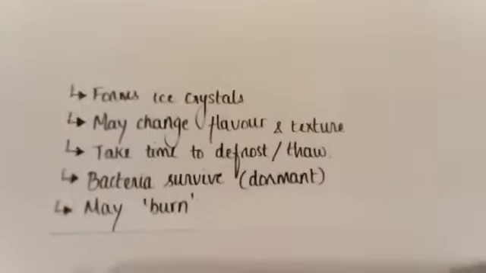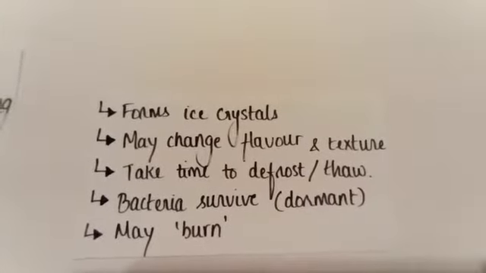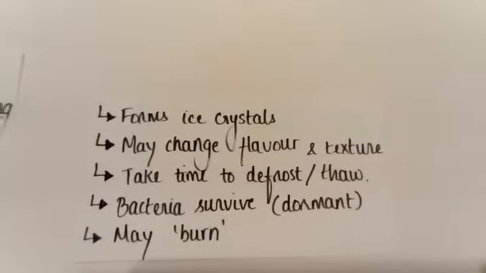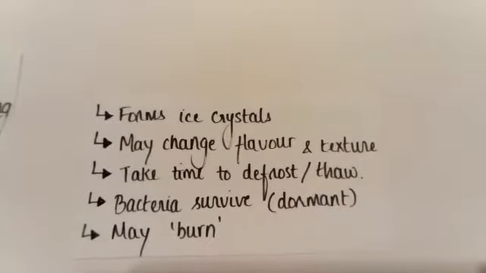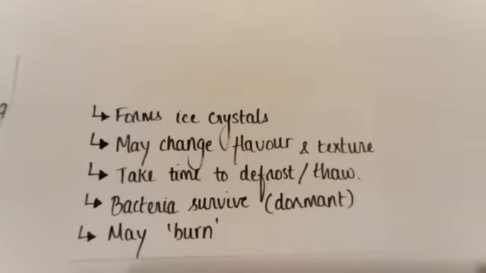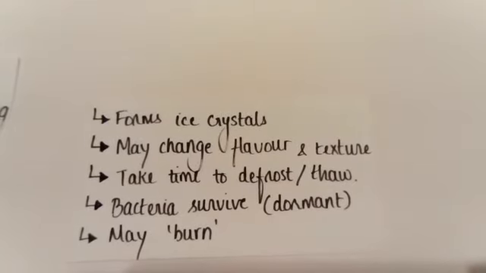Some of the disadvantages include, once taken out, it normally forms ice crystals. It may change flavor or texture. It takes a lot of time for the food to defrost or thaw. Some of the bacteria do survive or at least stay dormant, and food may burn if not wrapped properly when stored.